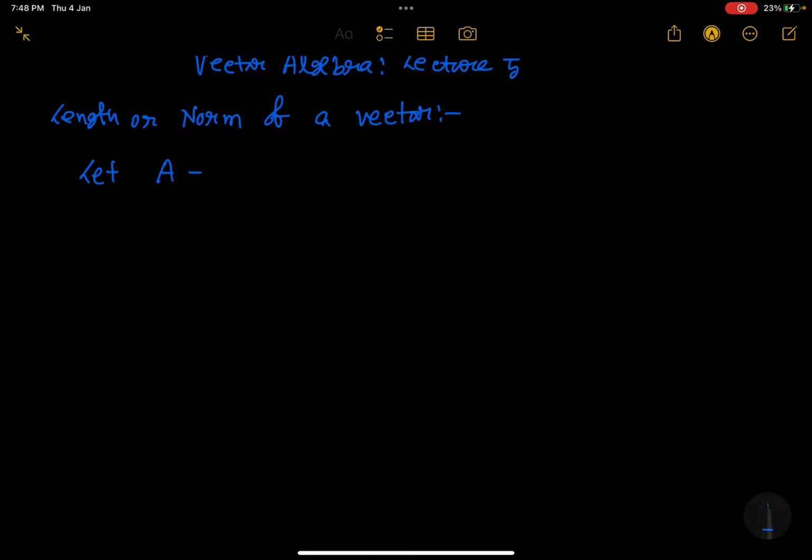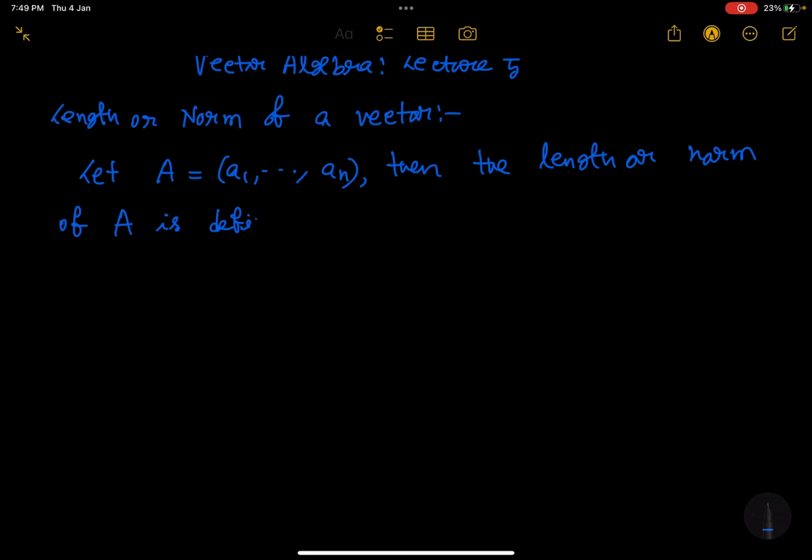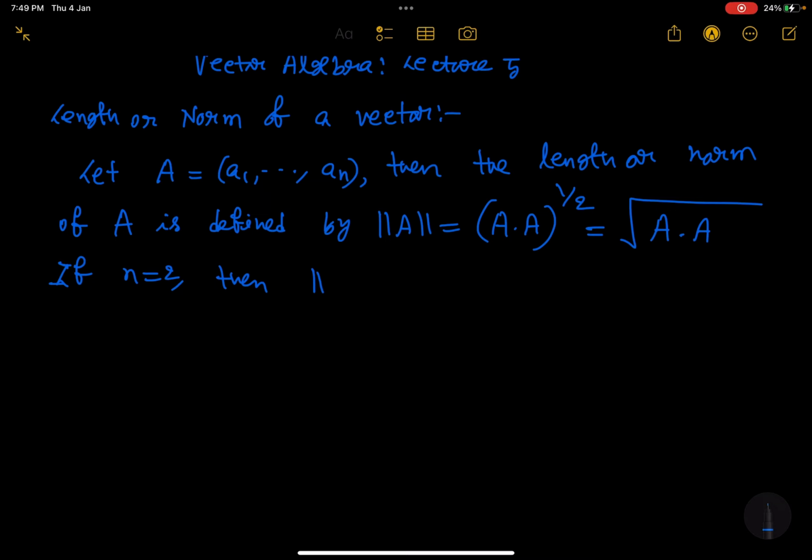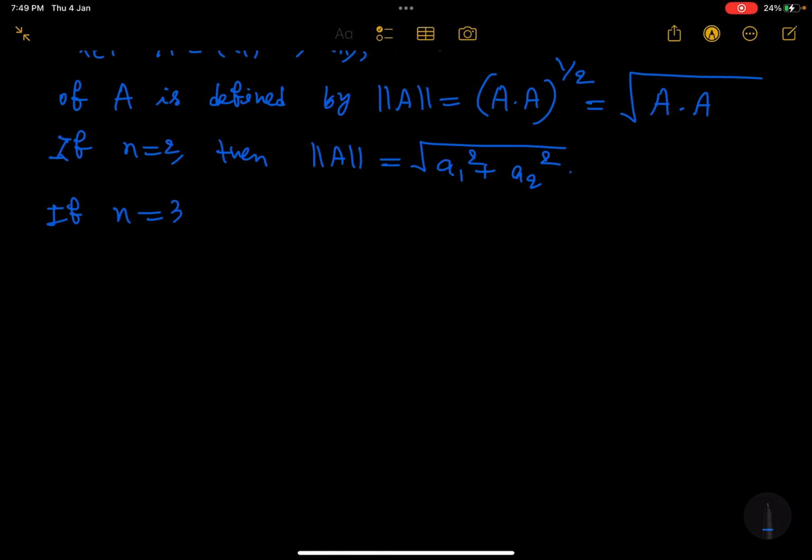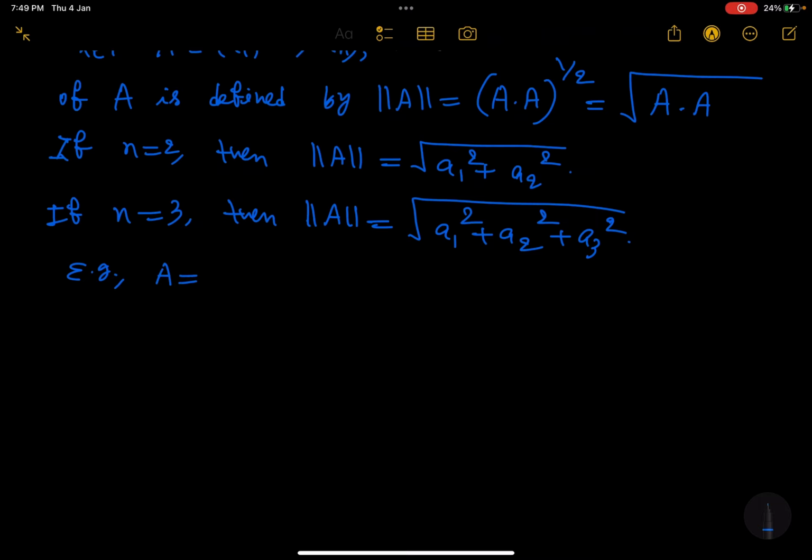So let capital A equal (a1, ..., an), then the length or norm of this vector A is defined by norm of A equals the square root of A dot A. So if n is equal to 2, then norm of A is the square root of a1 square plus a2 square. If n equals 3, then norm of A is the square root of a1 square plus a2 square plus a3 square.